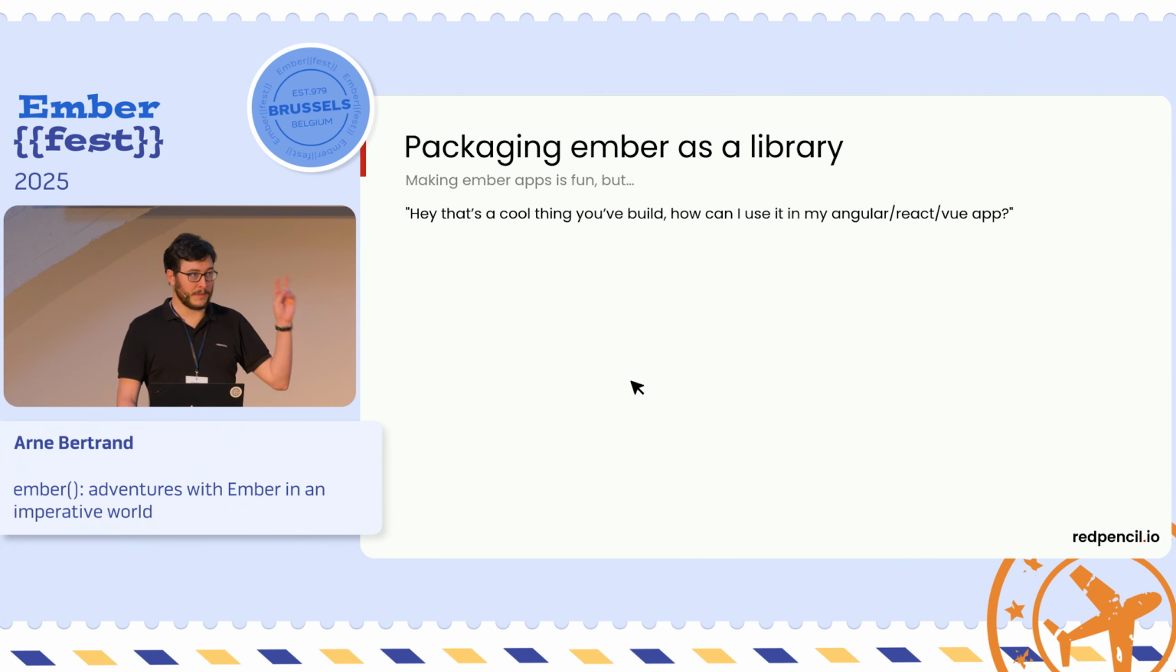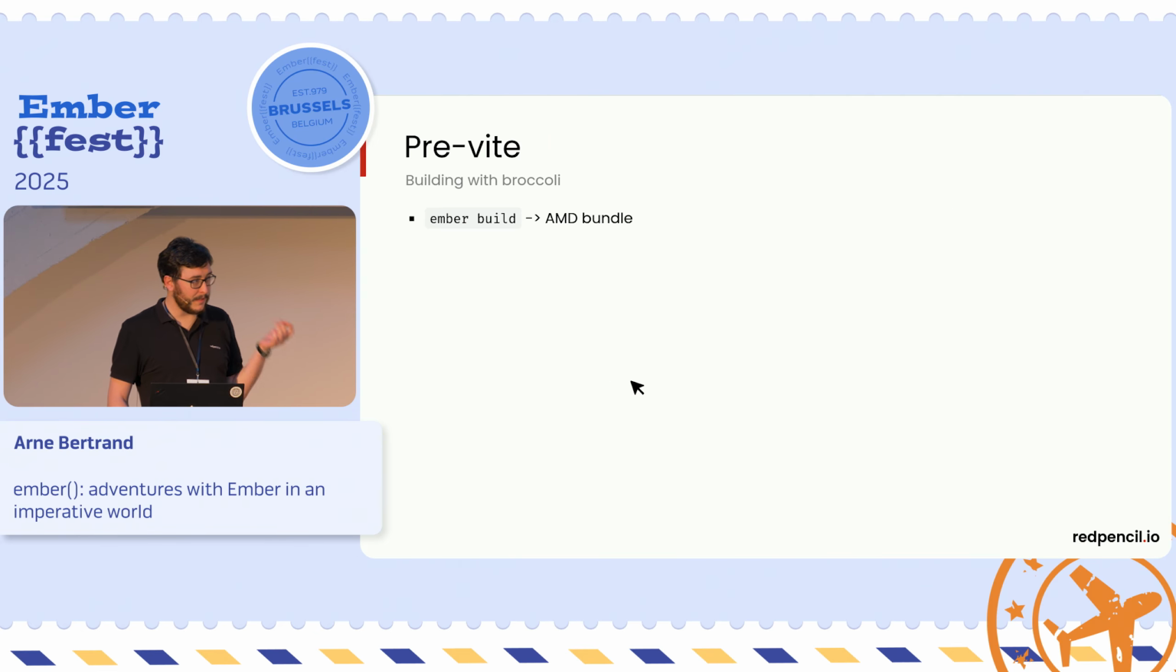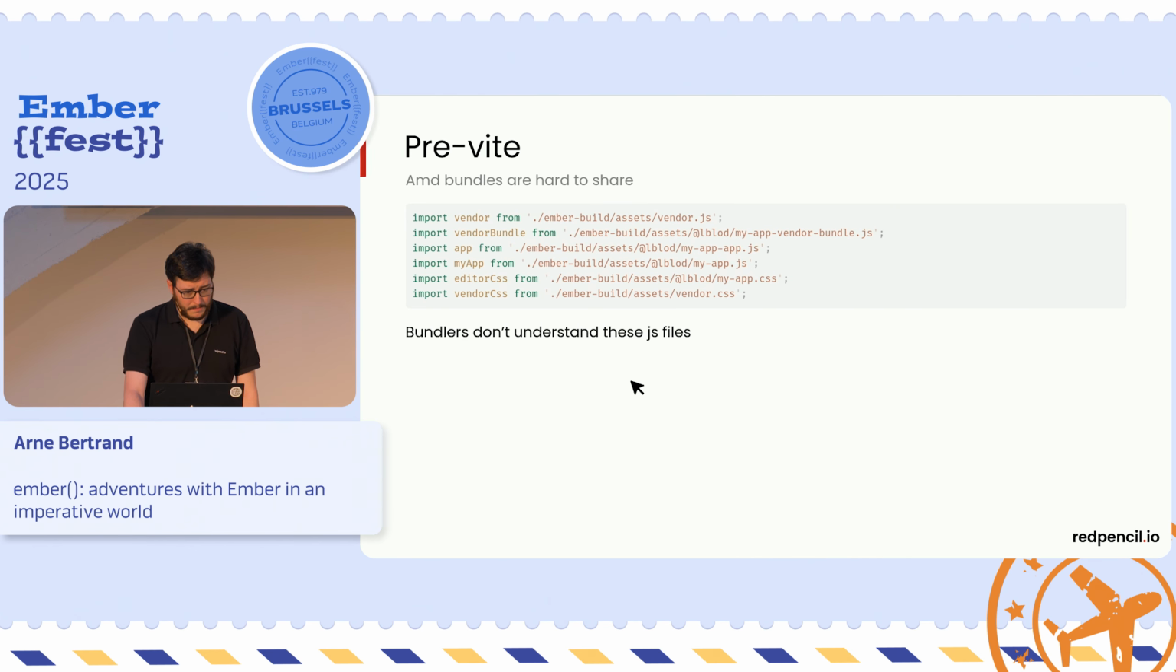So again, there's going to be two stories. How do we package our crazy onion in a nice little box? Pre-Vite, like I said, there's two stories. Before Vite, when you do an Ember build, you get an AMD bundle, which is meant to be run by the browser. It's not really meant for NPM or anything like that.